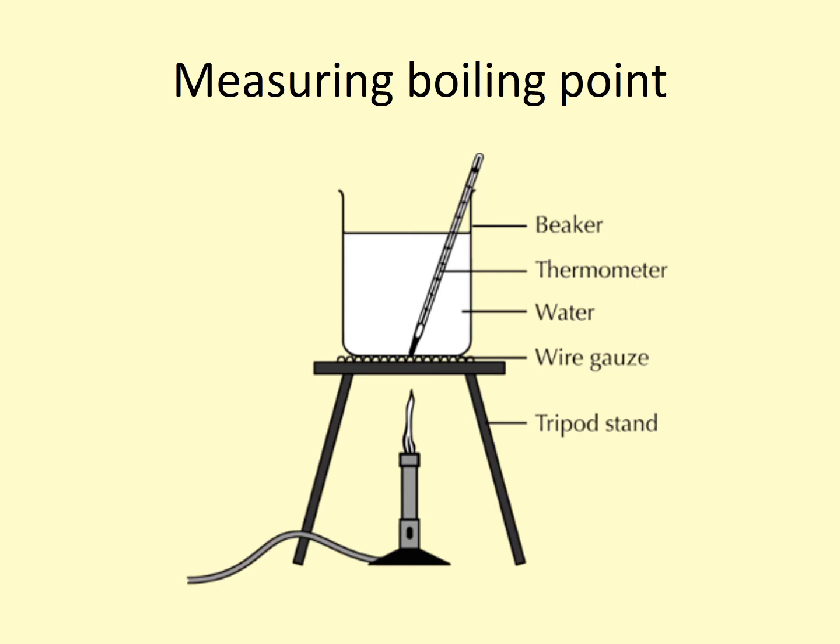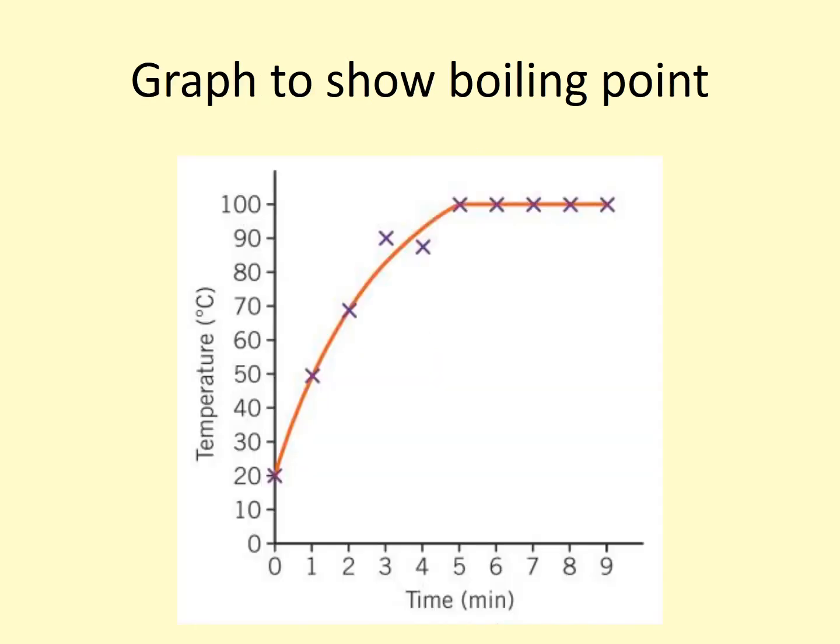So in this experiment, you would set up the equipment as it's shown, and then you would heat the water and measure the temperature every minute. Take your results down in a table and draw a graph, and the next slide is going to show you what the graph looks like. Here is a graph to show the boiling point. So you can see at time 0 the temperature of the water was 20 degrees. That's what temperature tap water usually comes out at.